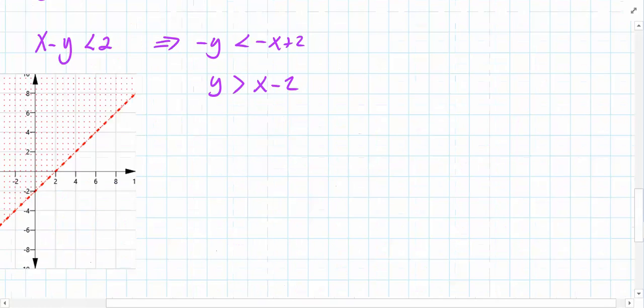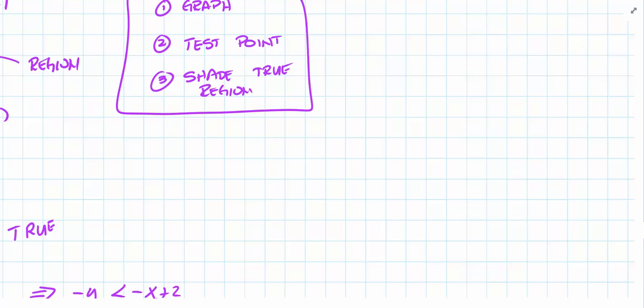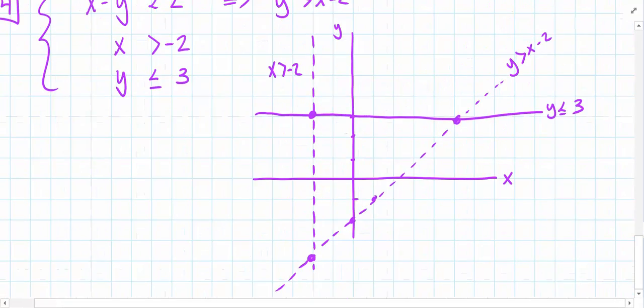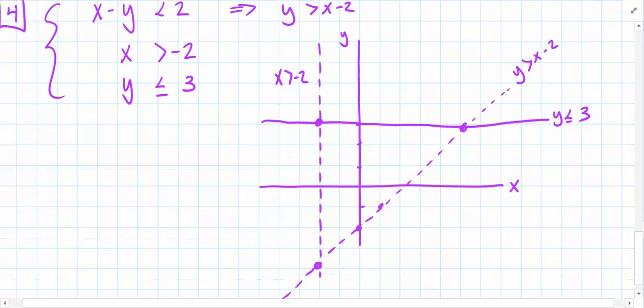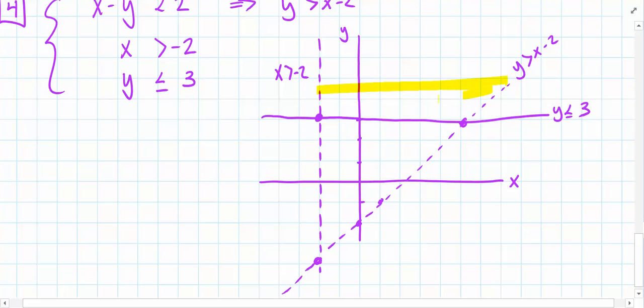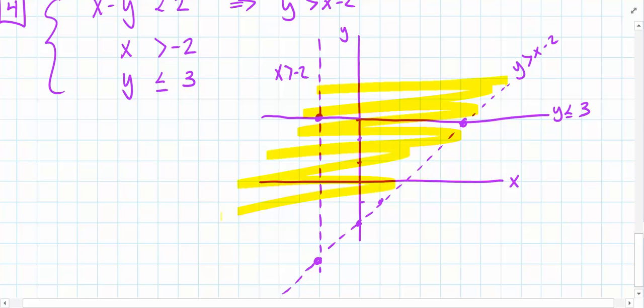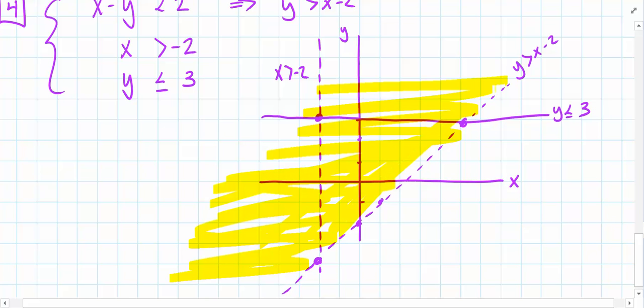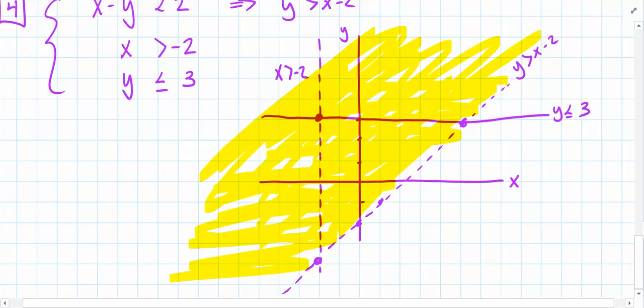So where did we end up shading for that one? Above it, right? So we want everything that's above this line here. So I'm going to shade that in yellow. We want everything that's above this line, okay? So I want all that stuff right there. It's kind of nasty, okay?